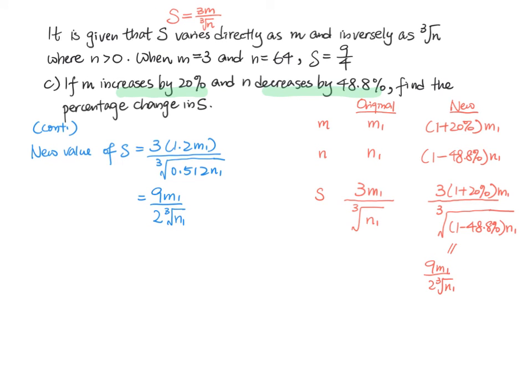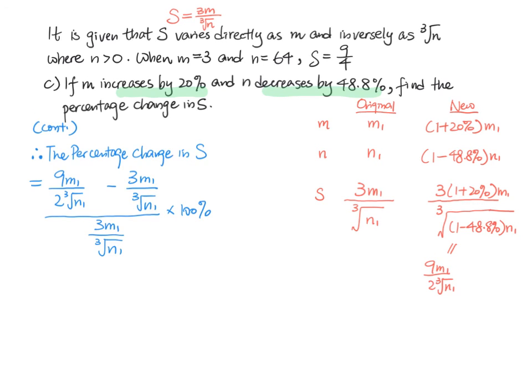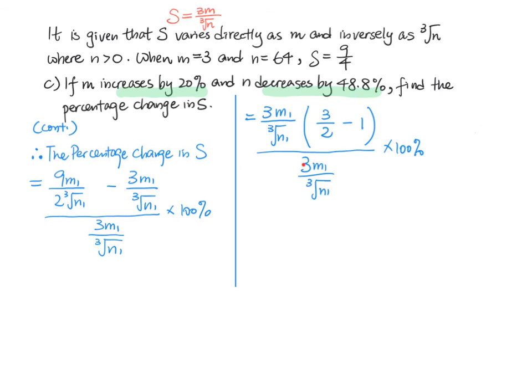And then we move on to the percentage change, which equals the new S minus old S over the old S. Then there's a lot of common factors to take out. Almost all the time, your variables will become common factors that could be cancelled. And so the answer would be plus 50%.